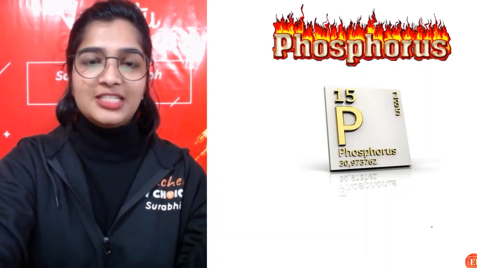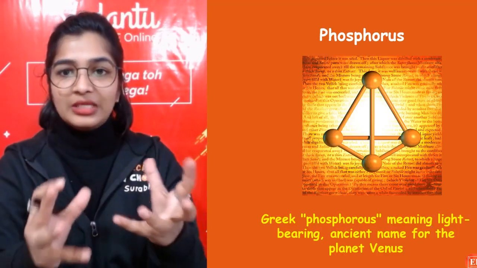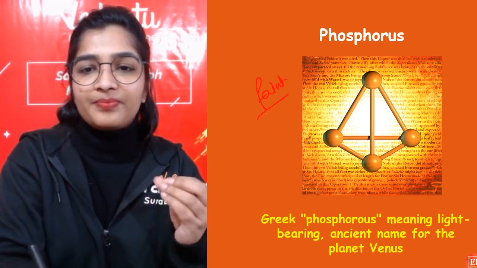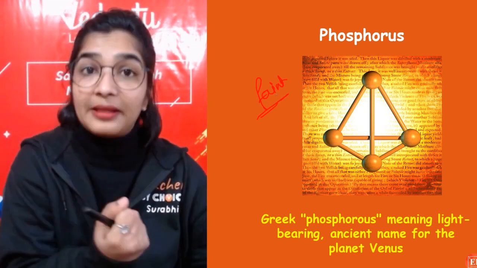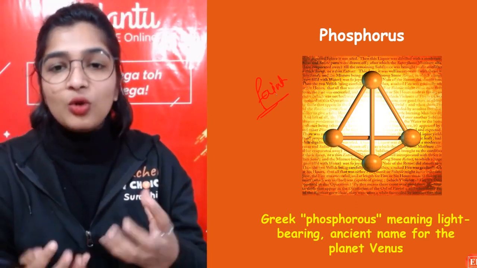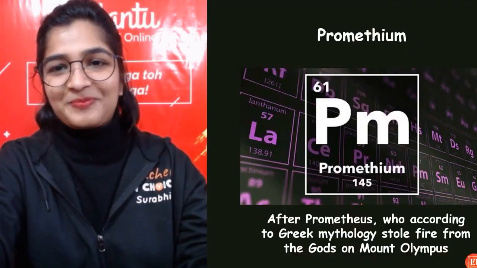Phosphorus. When it is exposed to oxygen, it emits a faint white light. Phosphorus means light bearer. As it emits that faint white light or glow, it has been called phosphorus.